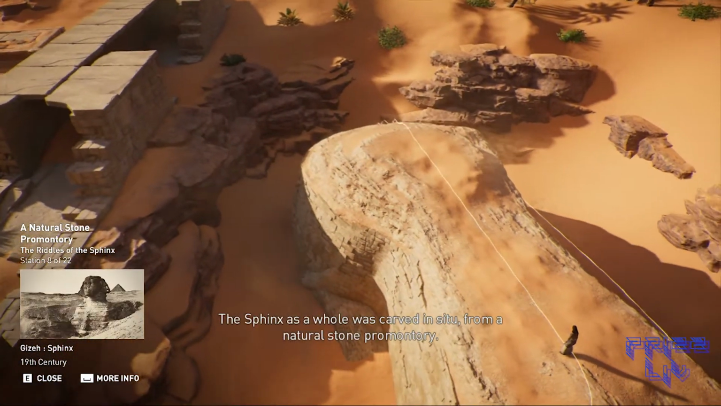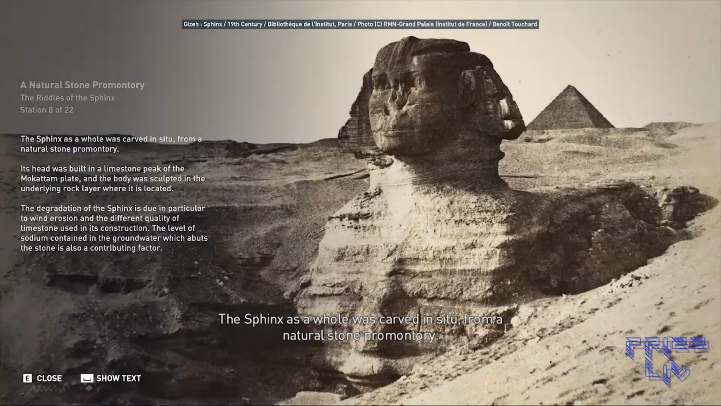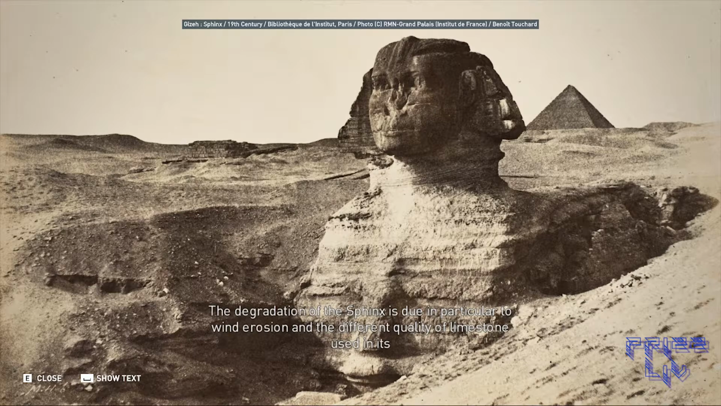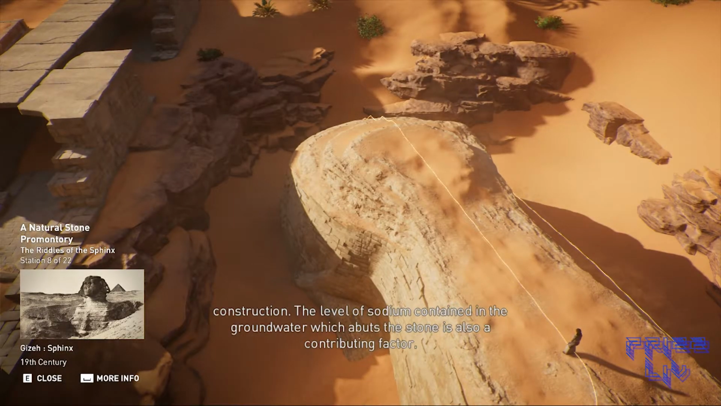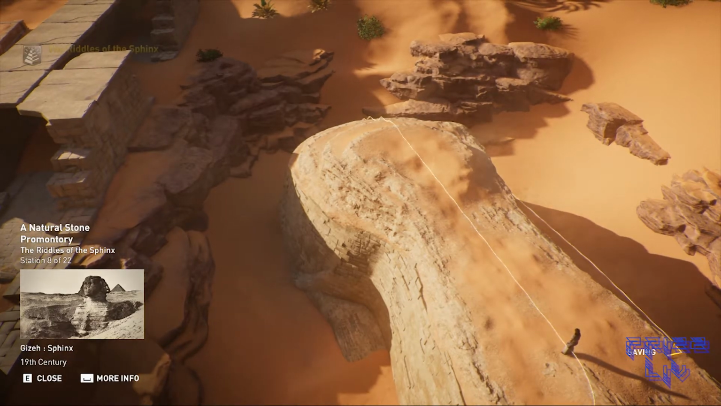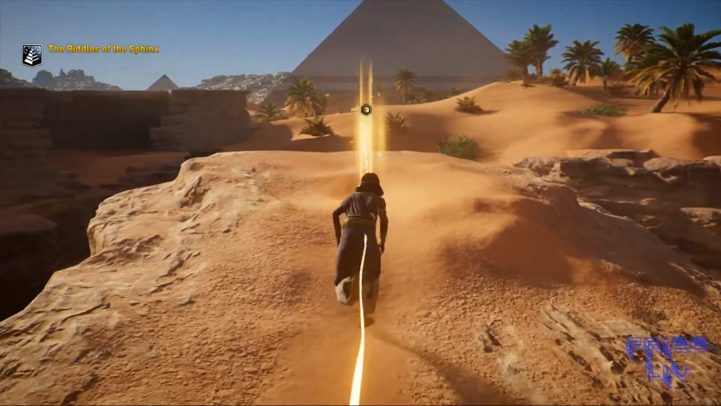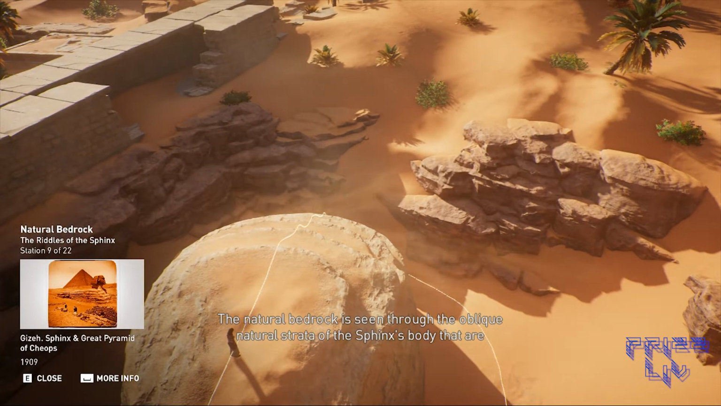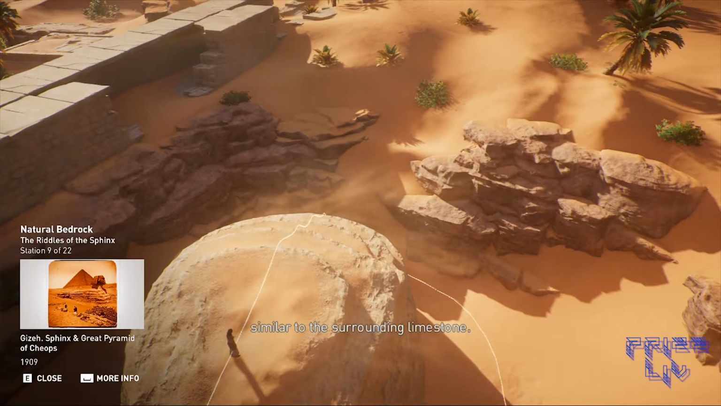The Sphinx as a whole was carved in situ from a natural stone promontory. Its head was built in a limestone peak of the Mokattam Plateau, and the body was sculpted in the underlying rock layer where it is located. The degradation of the Sphinx is due in particular to wind erosion and the different quality of limestone used in its construction. The level of sodium contained in the groundwater which abuts the stone is also a contributing factor. The natural bedrock is seen through the oblique natural strata of the Sphinx's body that are similar to the surrounding limestone.